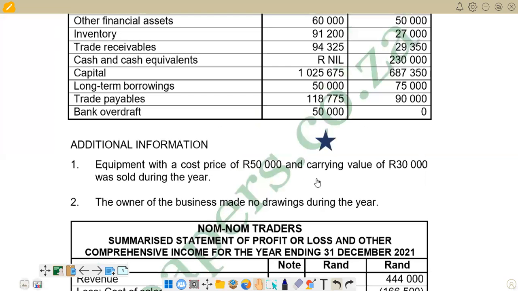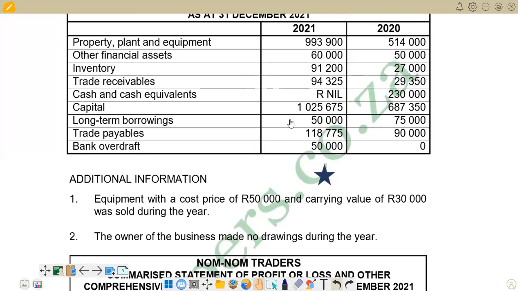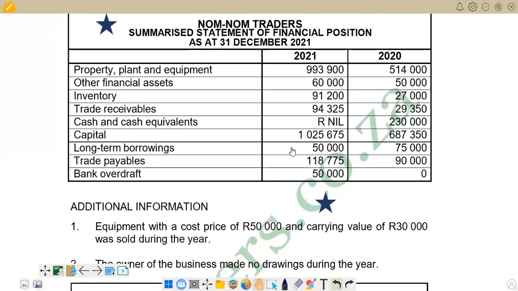Then we try to see the figure for trade receivables at the beginning of the year. So we've got trade receivables here at the beginning in 2020. This is 29,350. Then at the end is the figure that we are given for the current year, which is 94,325. So basically, we are going to say 444,000 for revenue. We add this one at the beginning, and then we subtract this one at the end. So we can go in our answer section, and then we just summarize that.